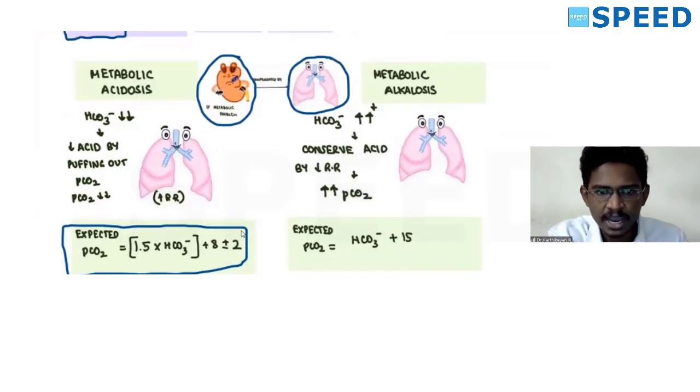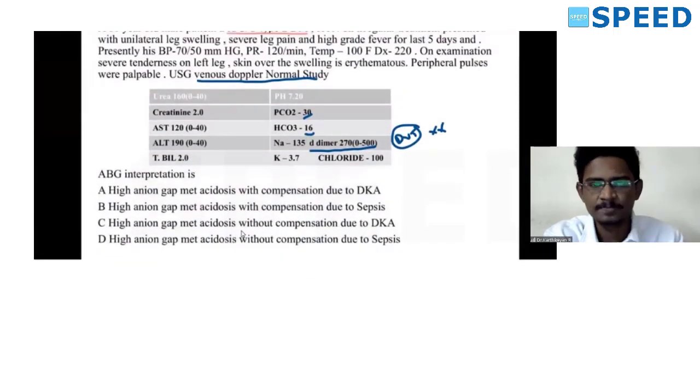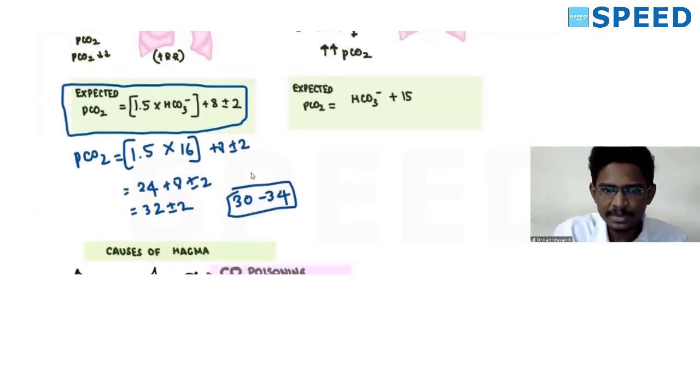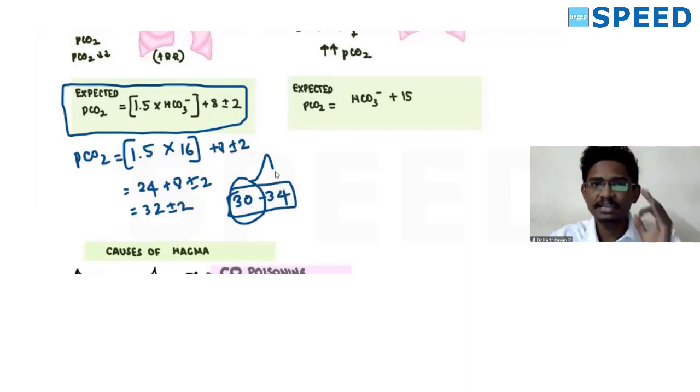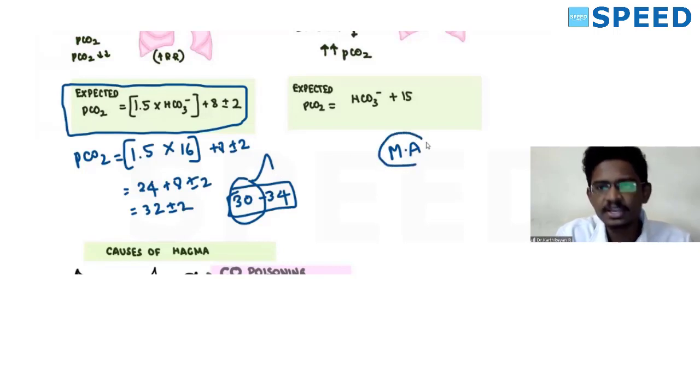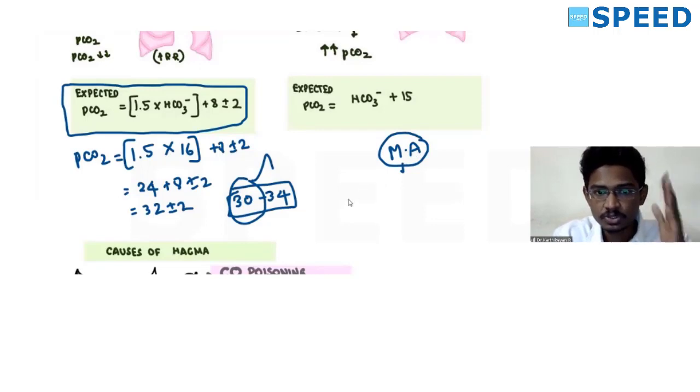Okay, let's see. Our PCO2 was 30. That means it is falling within this criteria. So it is completely compensated. Nice. So we have found out acidosis, which is a metabolic cause, and it is completely compensated. Next, if you diagnose a case of metabolic acidosis, comes the question to calculate anion gap. Anion gap is crucial in case of metabolic acidosis.